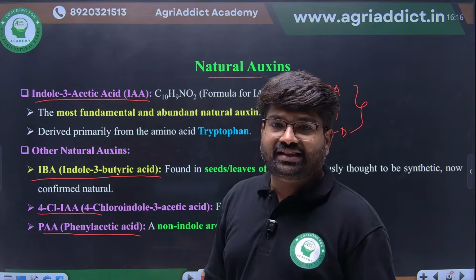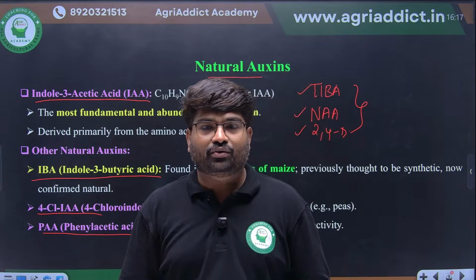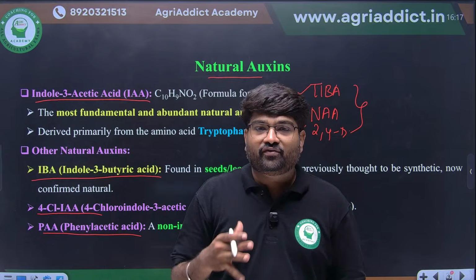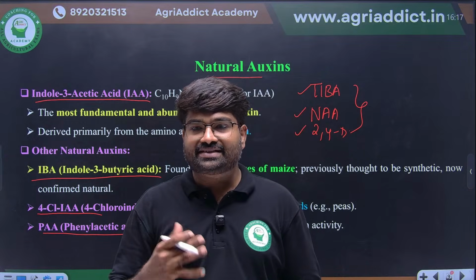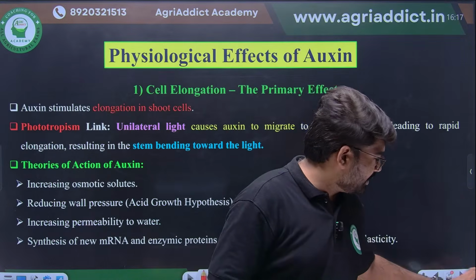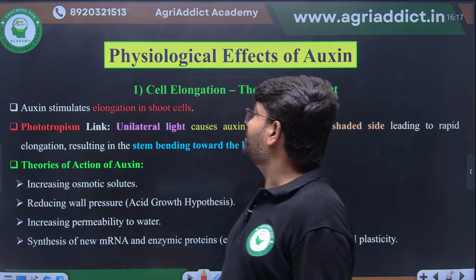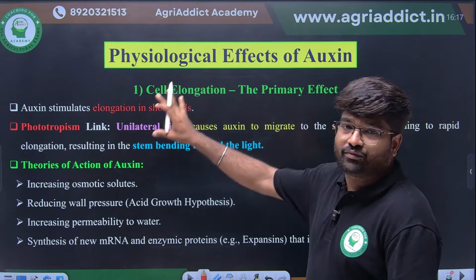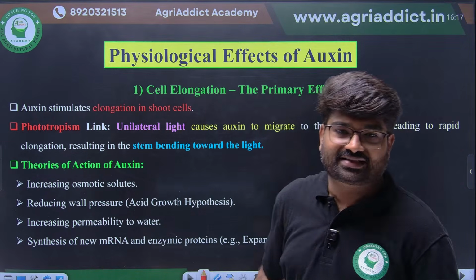Okay, so the synthetic auxin 2,4-D can be used as an herbicide. We can use that as an herbicide. That is also another important point you have to remember. Now we are just going to see what the major physiological effects of auxin are.